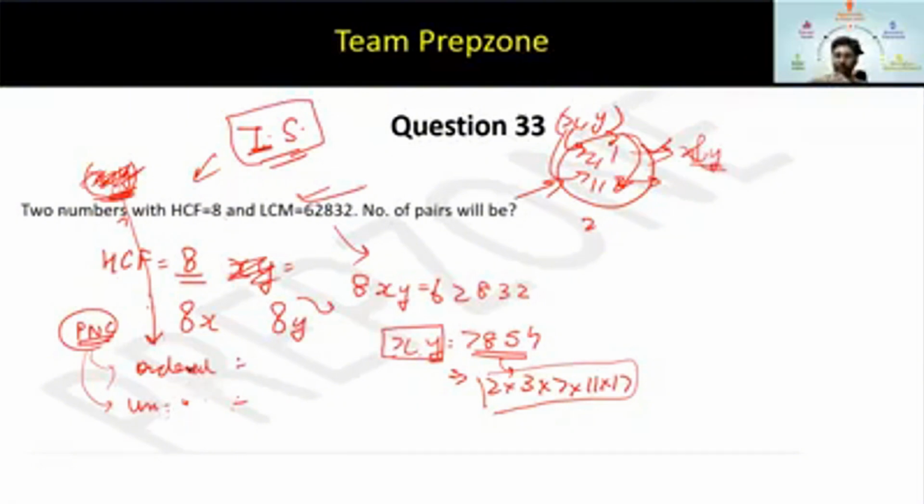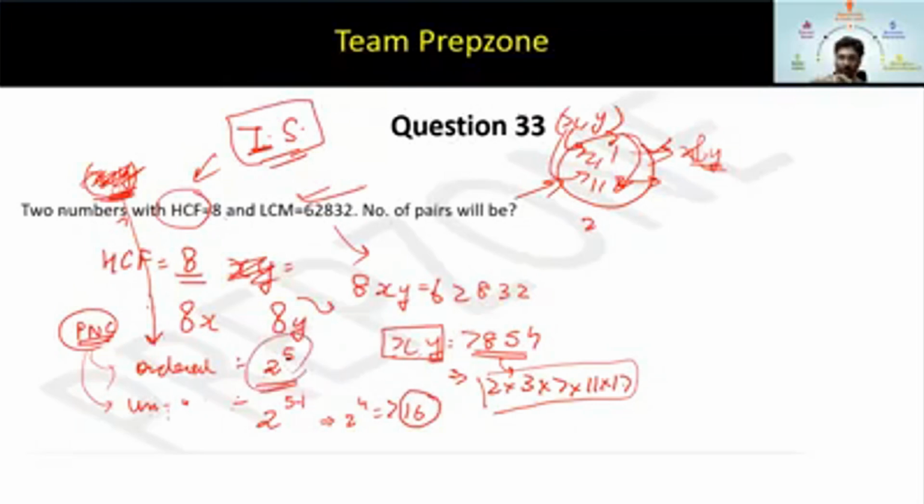So if the pairs are ordered, the number is nothing but 2 to the power number of prime numbers. What is the number of prime numbers? 1 2 3 4 5. That is 2 to the power 5. If I have asked ordered pairs, the answer is 2 to the power 5. Here I am asking unordered pairs, so the answer will be 2 to the power 5 minus 1, and that is nothing but 2 to the power 4. Answer is 16.